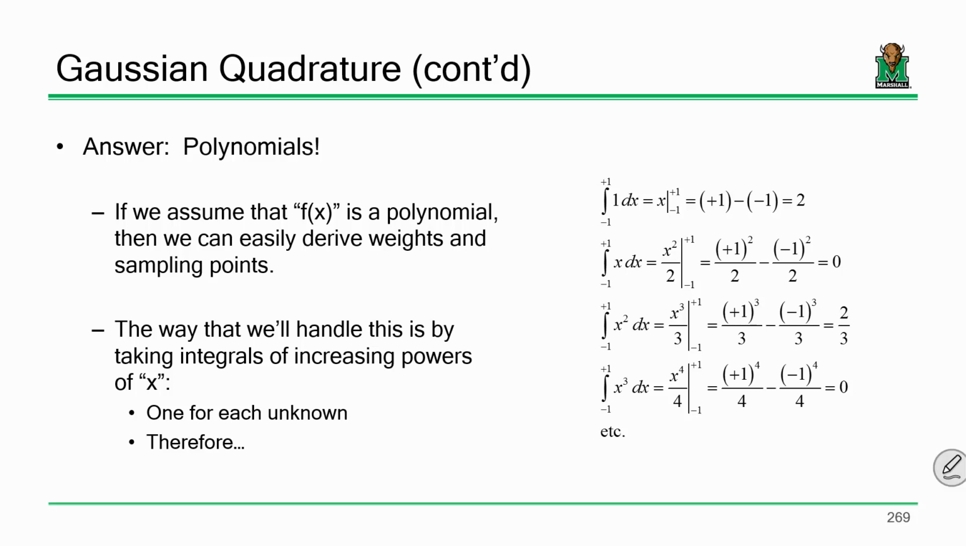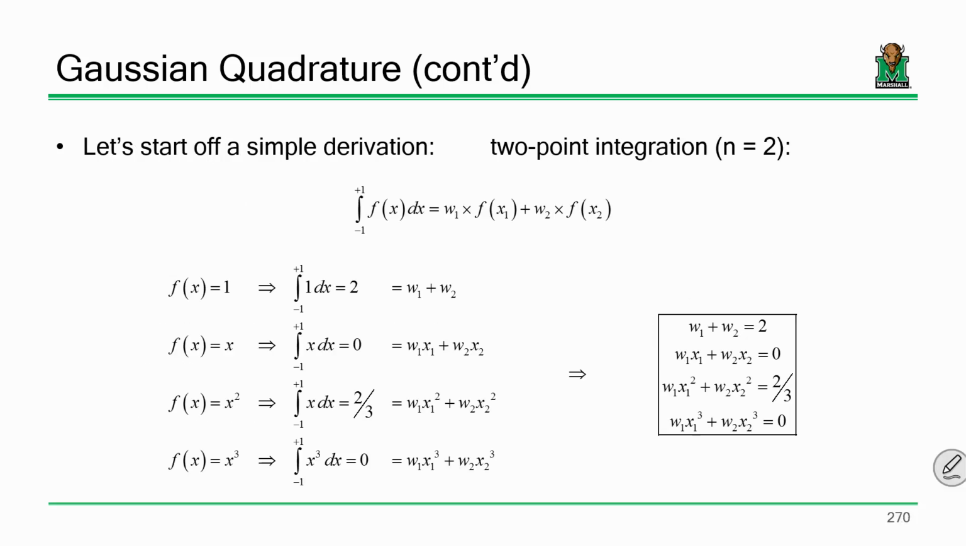Everybody good? Now, what I'm doing here is taking integrals of increasing orders of polynomials. I'm integrating from -1 to +1. What's the integral of 1 from -1 to +1? It's 2. What's the integral of x from -1 to +1? It's 0. What's the integral of x squared from -1 to +1? What's the integral of x cubed? And so on. See how I'm doing that? Everybody okay with that?